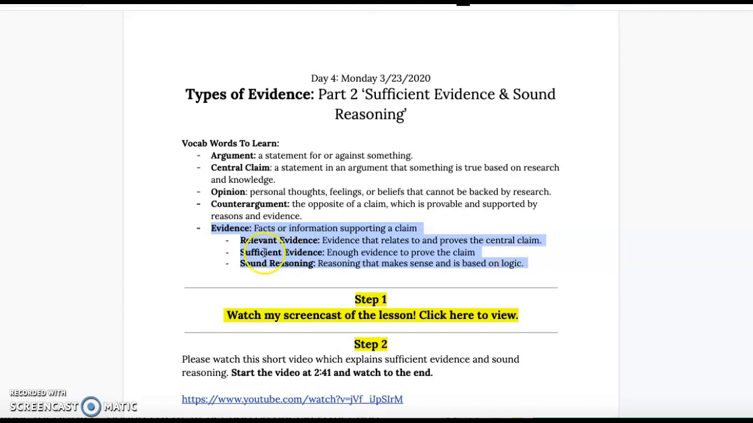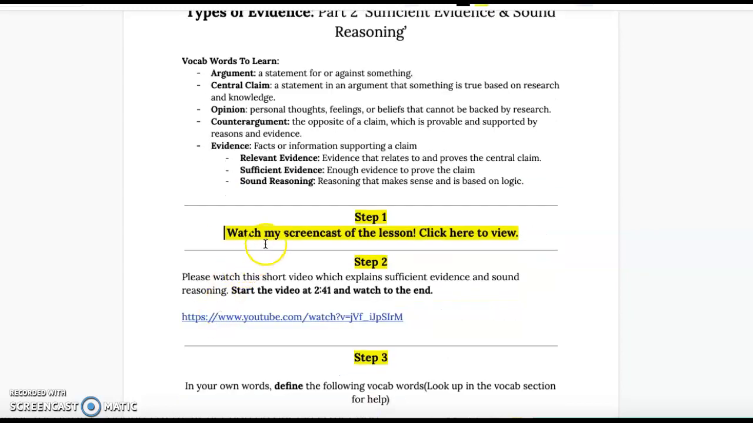Okay. We already did relevant evidence, so today we're looking at these 2. Having enough evidence, sufficient, having enough evidence to prove the claim, but also quotes or facts from research, facts from experts, statistics. Okay, numbers, percents that prove what you're saying. Sound reasoning, does your argument make sense? Is it logical?